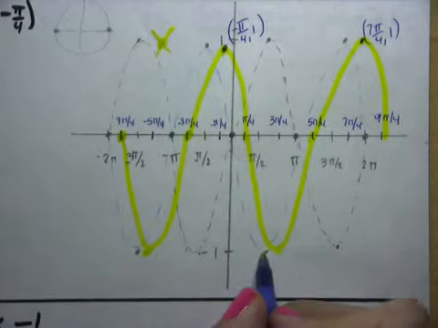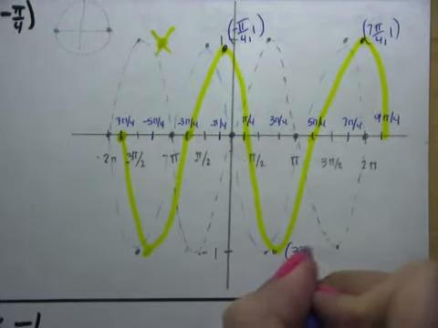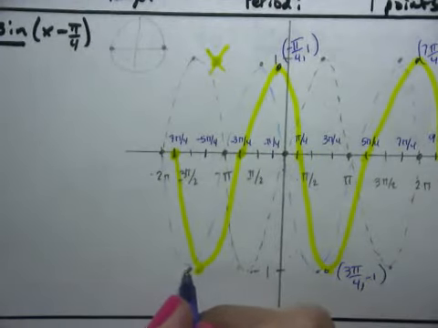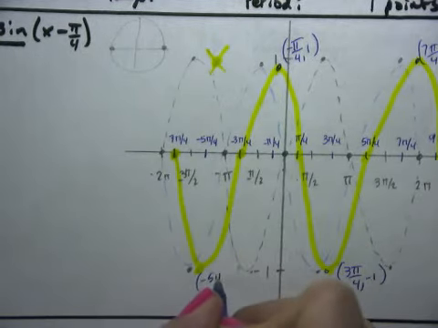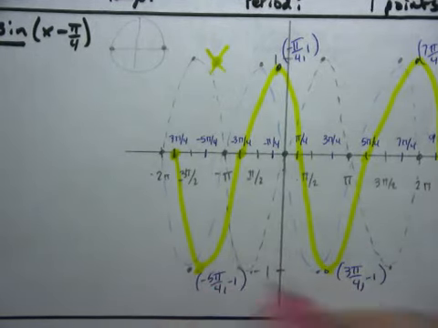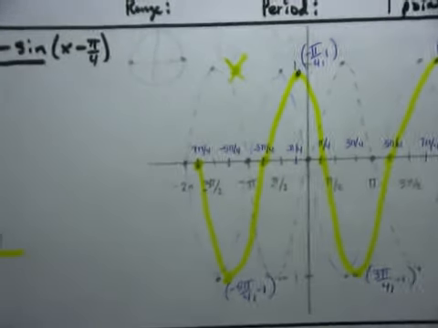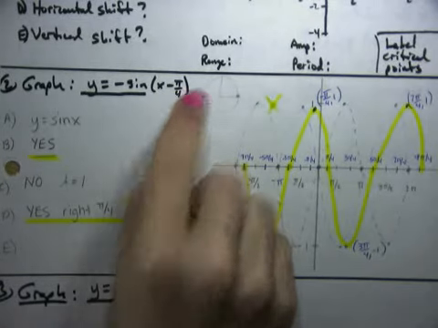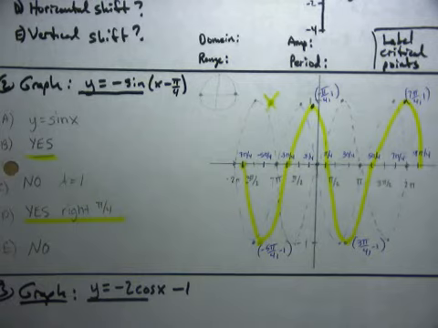This minimum value used to occur at pi over 2, got moved right pi over 4, so this is 3 pi over 4, negative 1. And this guy used to be at negative 3 pi over 2, got moved right pi over 4, so it's at negative 5 pi over 4, negative 1. And I knew I could call that my final graph because the last question was, is there a vertical shift? The answer is no. There's no value being added or subtracted out here, so there's no vertical shift. So I'm done with my function.